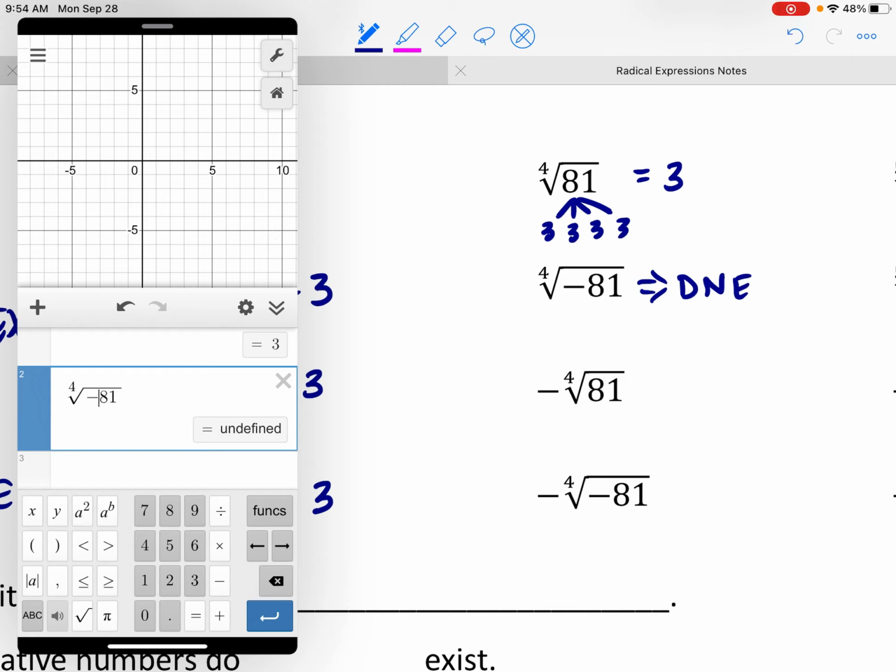If I have an even root, I'm looking to multiply a number by itself an even number of times. Whether I have 2 negatives or 2 positives, I get a positive. Whether I have 4 negatives or 4 positives, the result will be a positive.